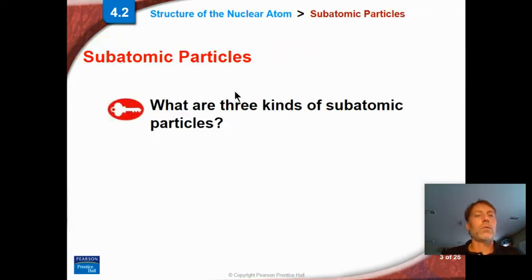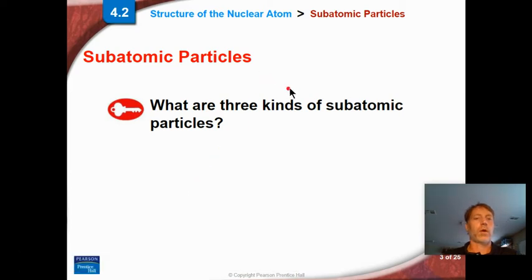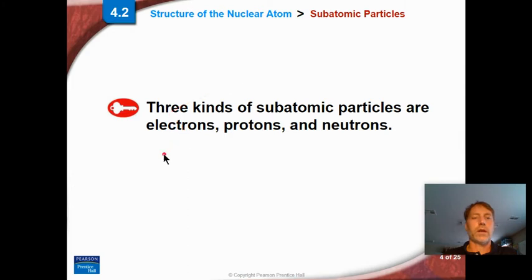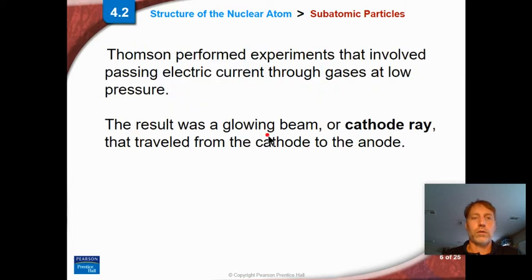But this is how those cathode ray tubes helped discover our three subatomic particles, which are protons, electrons, and neutrons, which you may have been familiar with before. We're going to talk in detail here. So the electron was discovered in 1897 by J.J. Thomson. He discovered it by noticing the behavior of a particular type of particle in a charged environment. Thomson performed experiments that involved passing electric current through a gas at very low pressure.